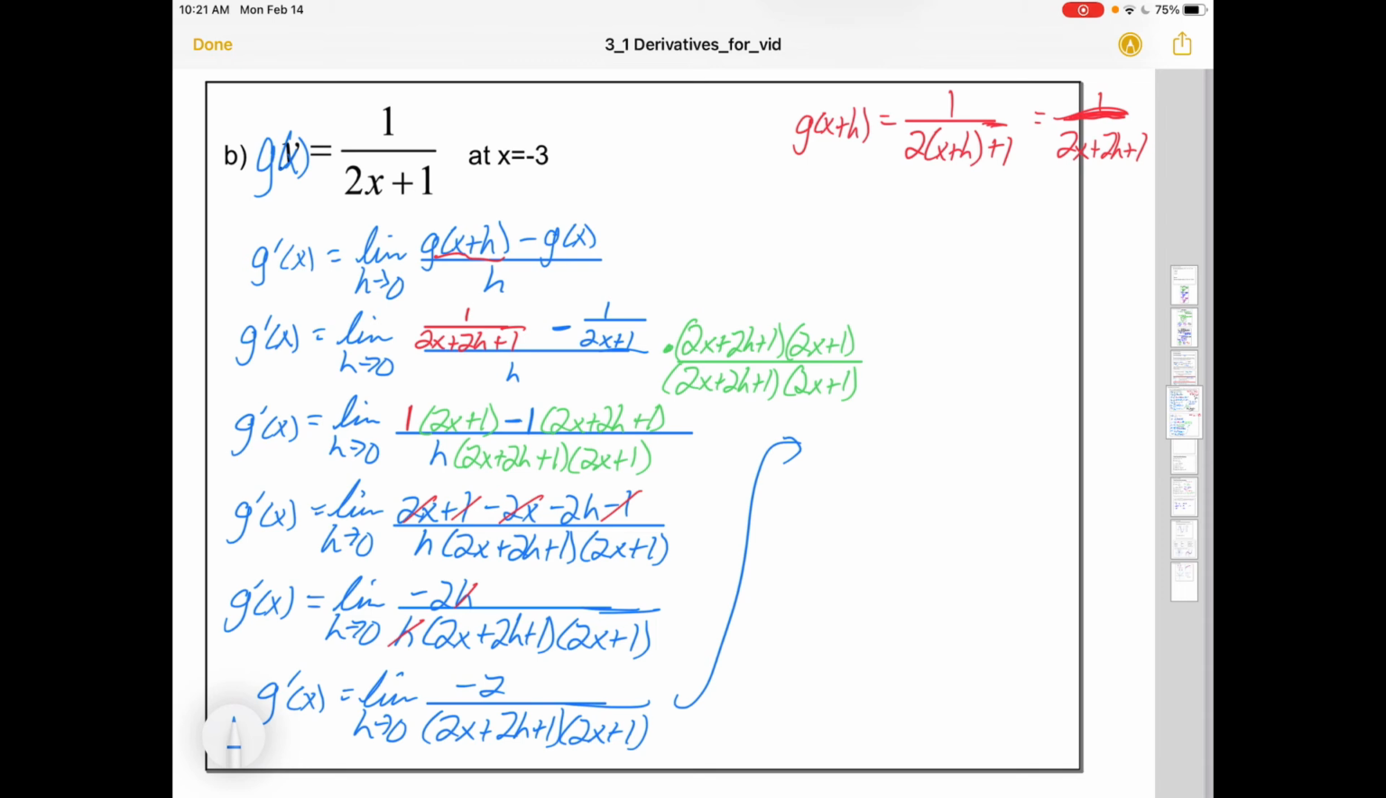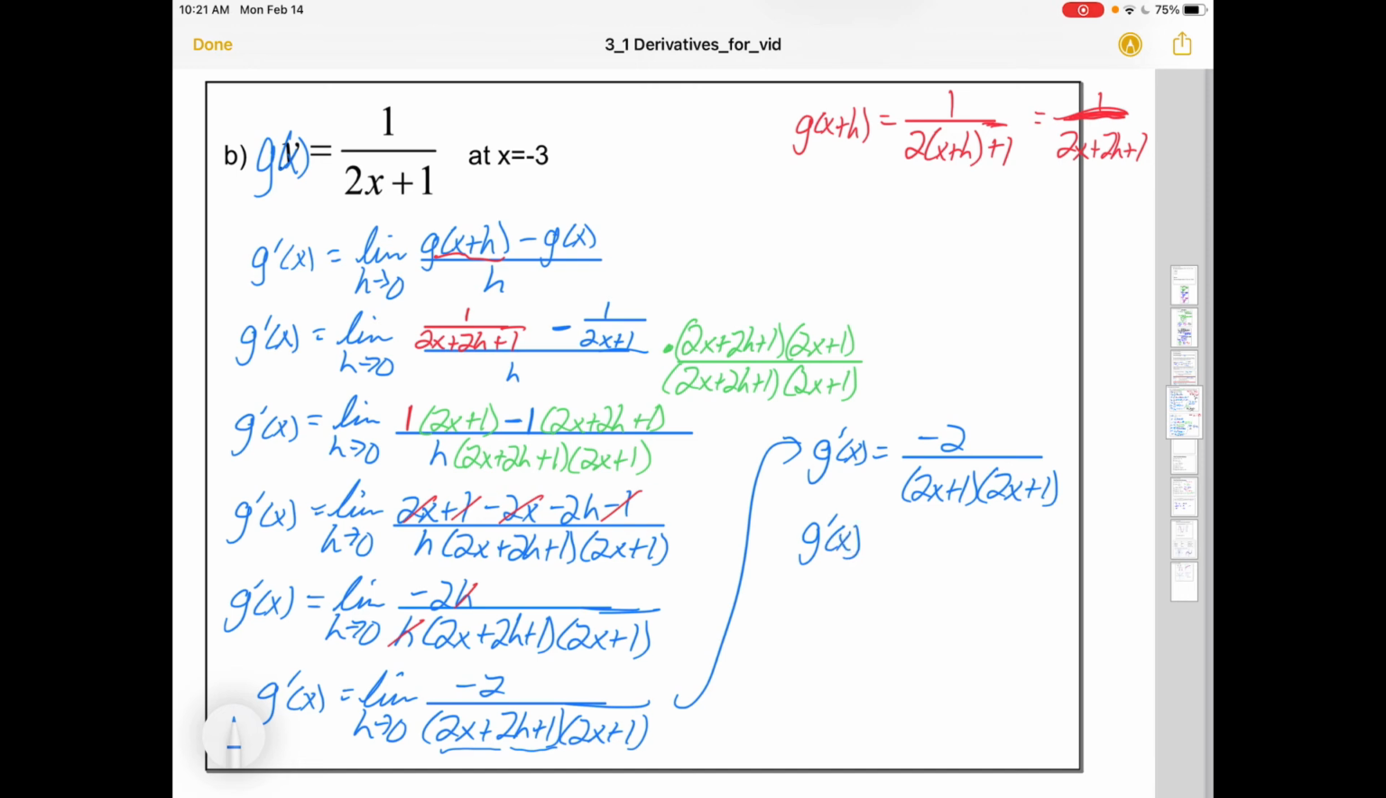Now my problem is gone. Now I can actually sub in 0 for h, so I'll get rid of the limit and see what happens. I'll have negative 2 all over. Check out this bracket. This will be 2x plus 2 times 0 plus 1. Okay, so that's just 2x plus 1. And then the other bracket is 2x plus 1.